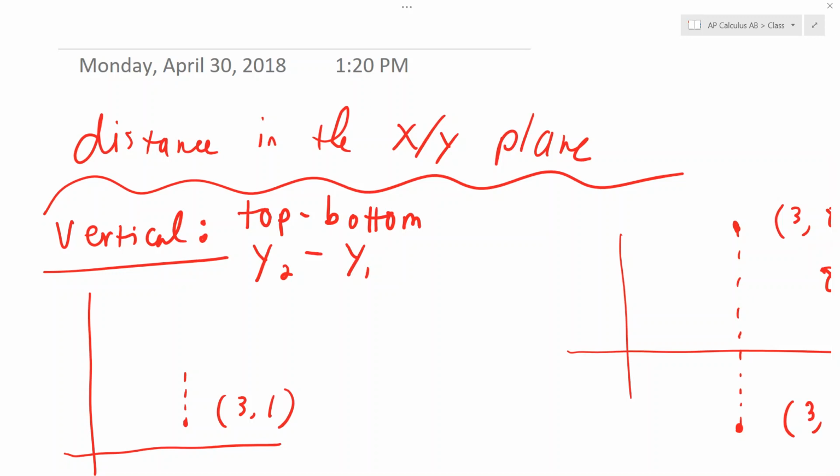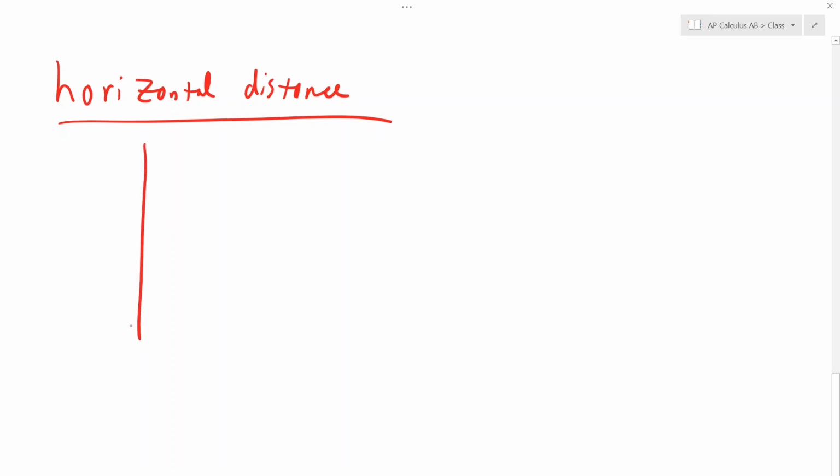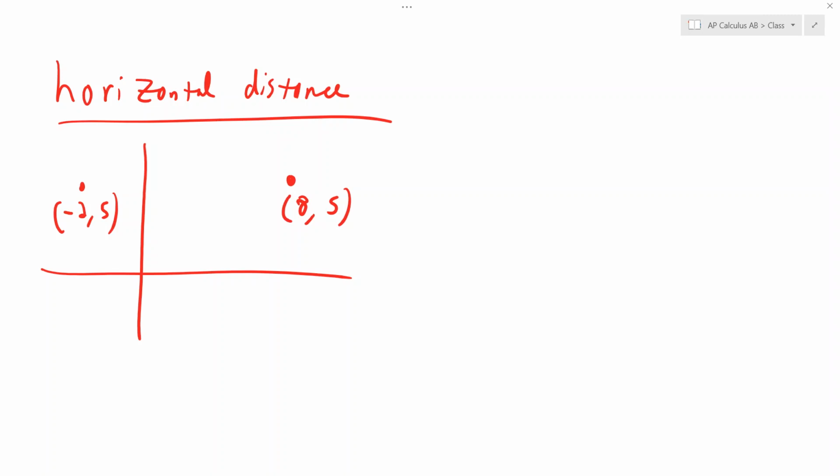Horizontal, very similar. Let's talk about that. Are we all good? If we want to talk about horizontal distance, let's see. Well, now I got to choose points like 8, 5, and I don't know, -2, 5. How far apart are those points, Ashan? 10! Thank you, sir. They are 10 apart. The distance between these points is 8 minus -2.